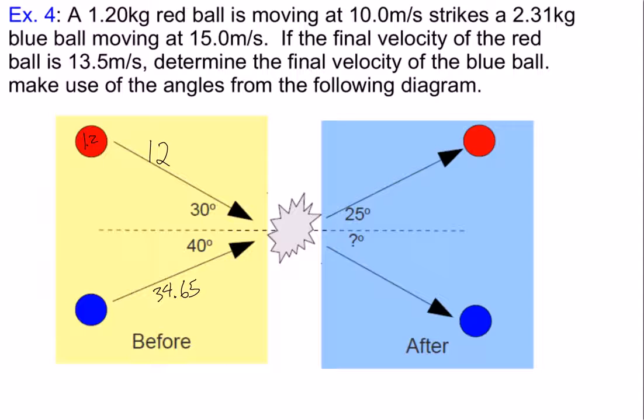And let's go to the after effects. So our after effects, we've got still the red ball, so it's still 1.2, but it says it's moving at 13.5 now. So that gives us a momentum of 16.2. And the question is, what is the velocity of the blue ball? So we're going to have to figure out that momentum of the blue one. Once we have the momentum, we should be able to figure out the velocity and the angle, just like we did on the last question.